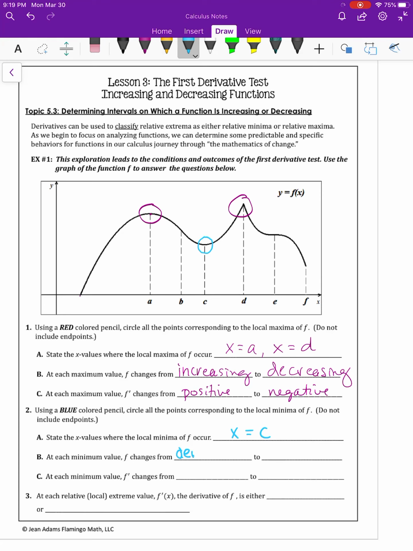At each minimum value, f changes from what to what? Well, it's decreasing, then it starts increasing. So this would be decreasing to increasing. That's what f is changing from. Now the derivative here, slopes of your tangent lines are negative, negative, negative. They go to 0, and then they're positive, positive, positive. So they go from negative to positive.